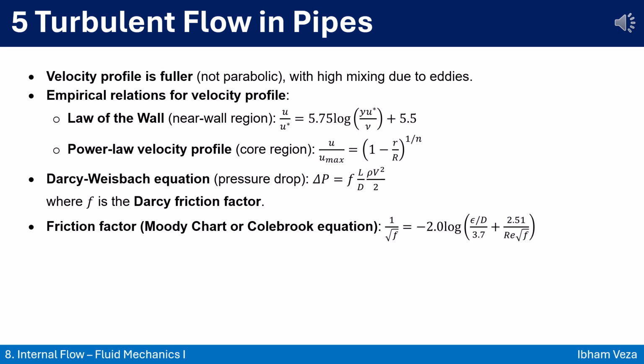In turbulent flow, energy losses are higher, but so is mixing efficiency. That's why it dominates in most practical engineering systems, from power plants to pipelines.